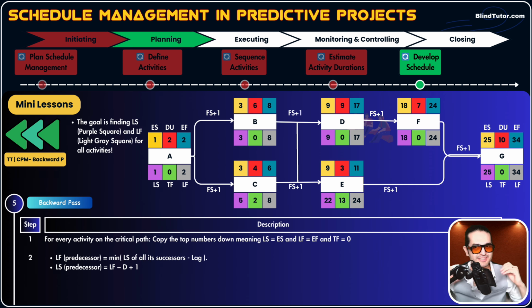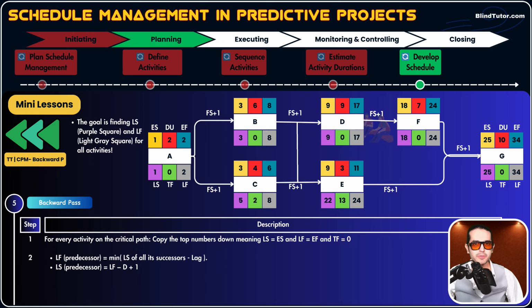Let's apply it for activity C also. Late finish of activity C is 8. Early finish of activity C is 6. 8 minus 6, 2. Late start of activity C is 5. Early start of activity C is 3. 5 minus 3, 2. So 2 is the total float of activity C. And we know that the total float of other activities which are on the critical path is 0.